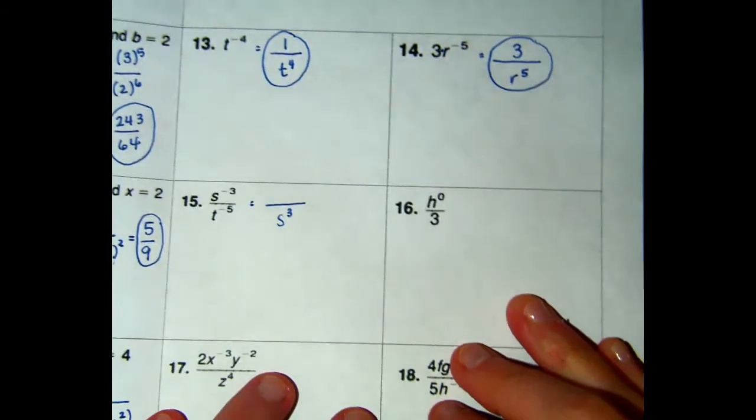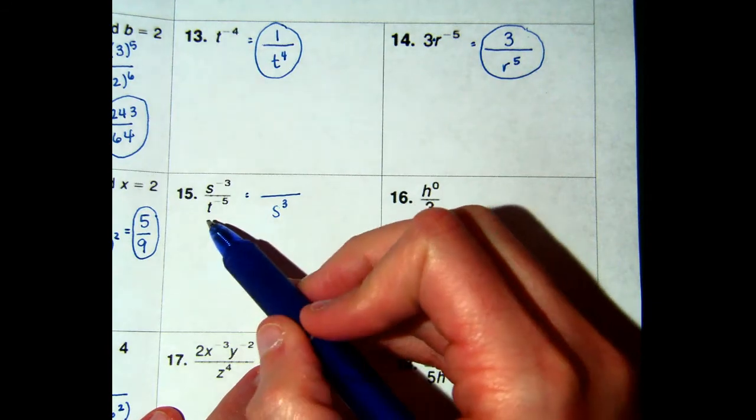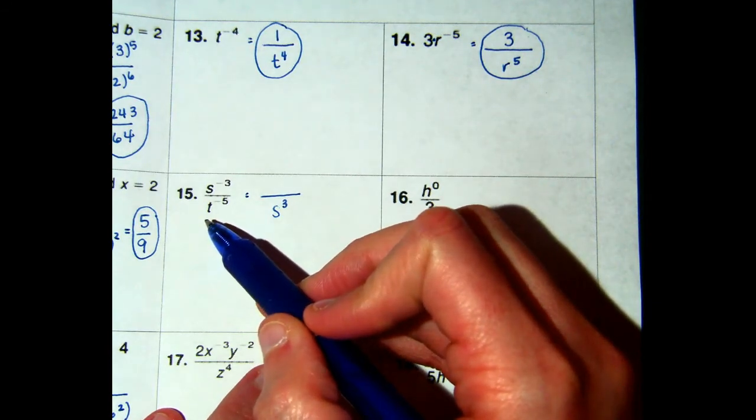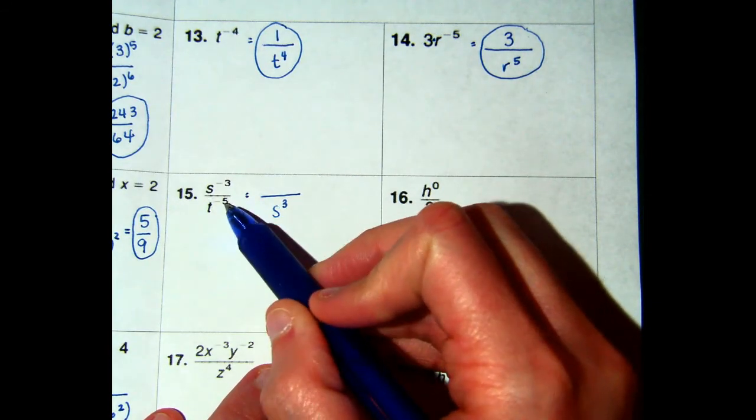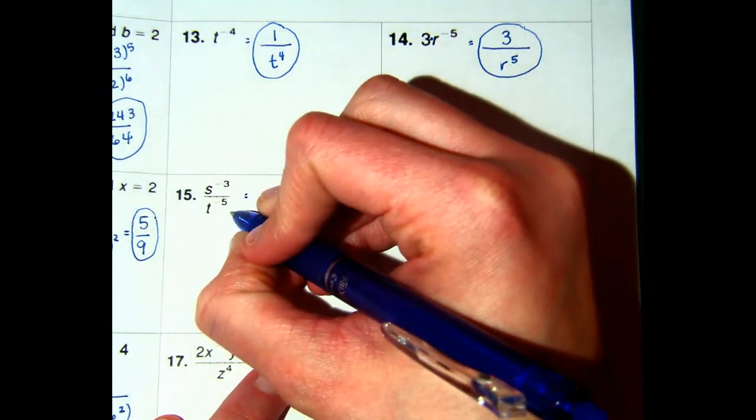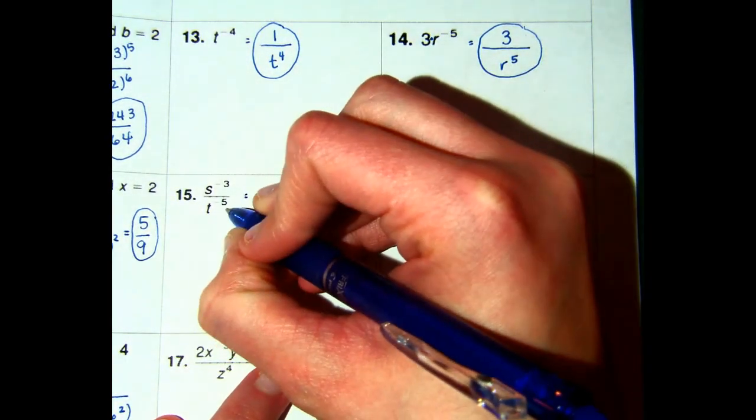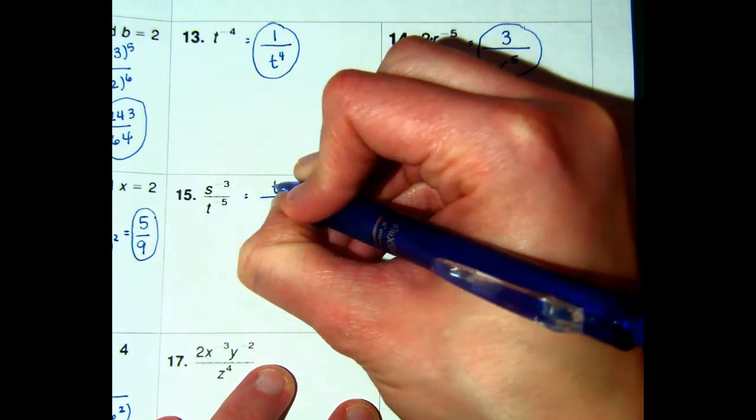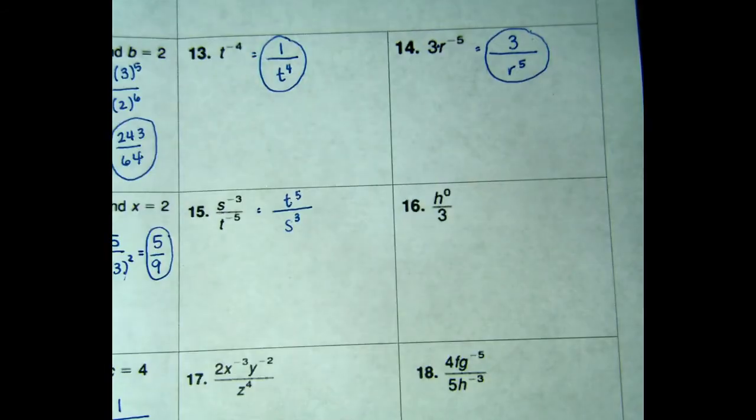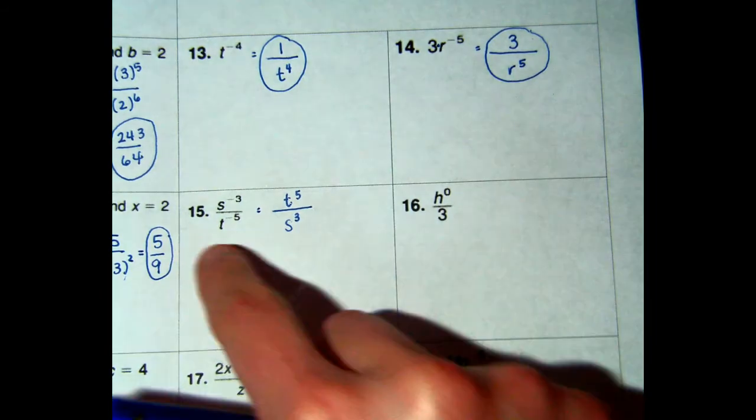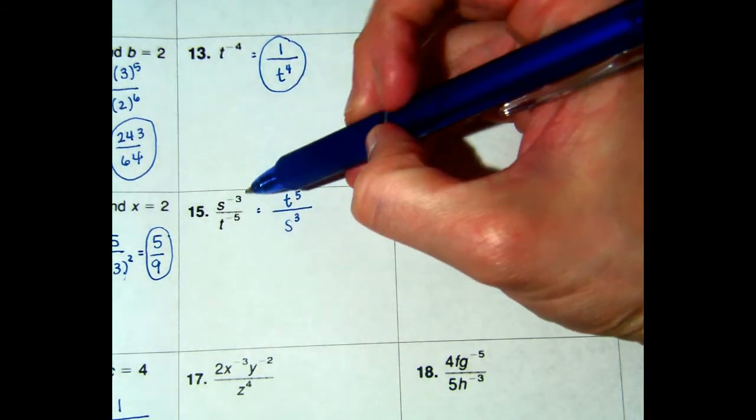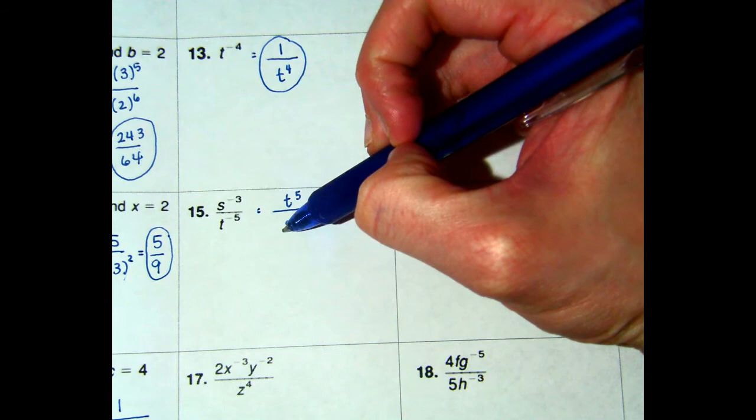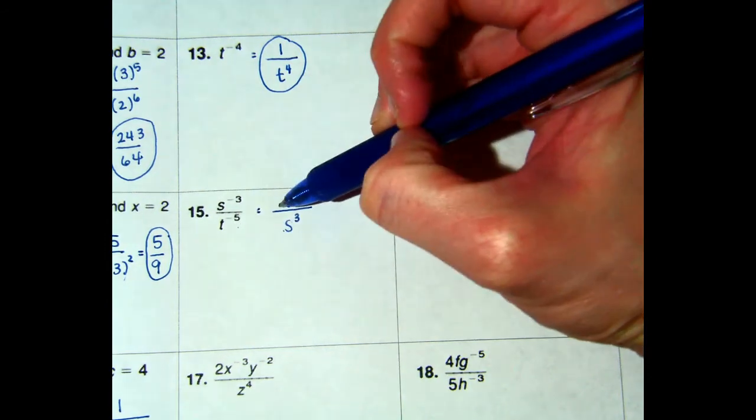This is what I mean by we haven't seen this before, and that's we have a negative exponent in the denominator. It is going to need to change positions as well. So if it's currently in the denominator, to make it a positive exponent, it has to go to the numerator. So they changed positions. This one was negative, we changed it to the bottom. This one was negative, we changed it to the top.